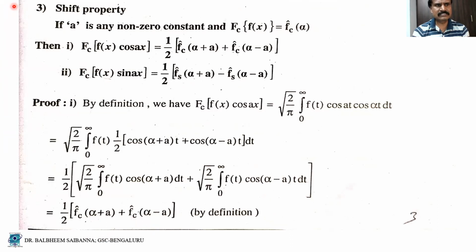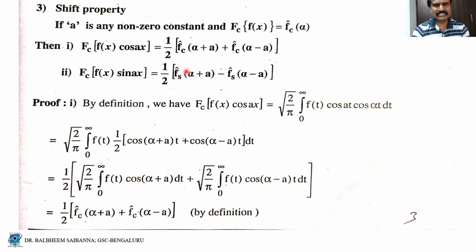Next property, that is the shifting property. The statement of the shifting property is like this. If a is any non-zero constant and F_C of f(x) is equal to F_C cap alpha, this is the definition of the Fourier cosine transform, then we have to prove that F_C of f(x) cos ax is equal to 1 by 2 times (F_C cap alpha plus a plus F_C cap alpha minus a). The second one, we have to prove that F_S of f(x) sin ax equals 1 by 2 times (F_S cap alpha plus a minus F_S cap alpha minus a).